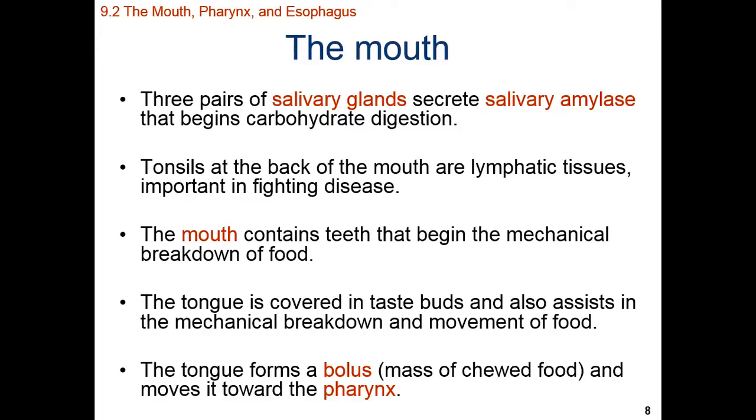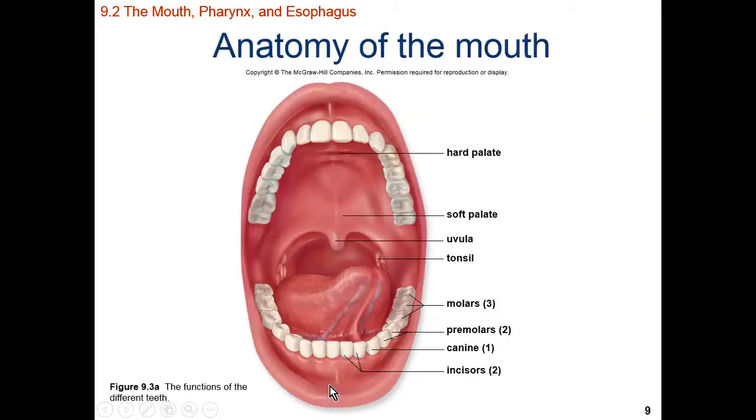Our tongue also aids us with mechanical digestion, as it's going to move food around within our oral cavity and rotate the food so that our teeth can have an opportunity to mechanically break down all of the food in our mouth. Once the food has been chopped up into little pieces by our teeth, mixed with saliva, and rolled around by our tongue, we get a big blob of chewed up food. And this big blob of chewed up food is known as a bolus. Once we form that bolus, we can move it towards the back of our mouth and swallow it. And it will travel to the pharynx and through the pharynx.